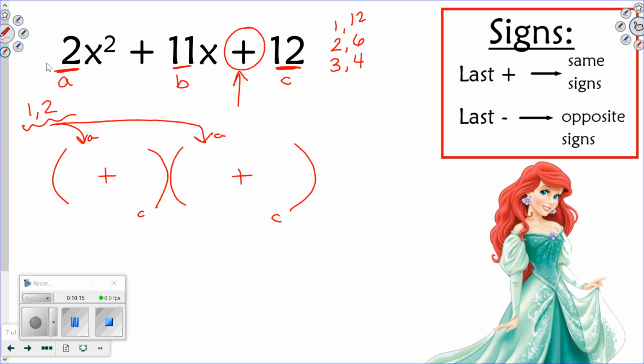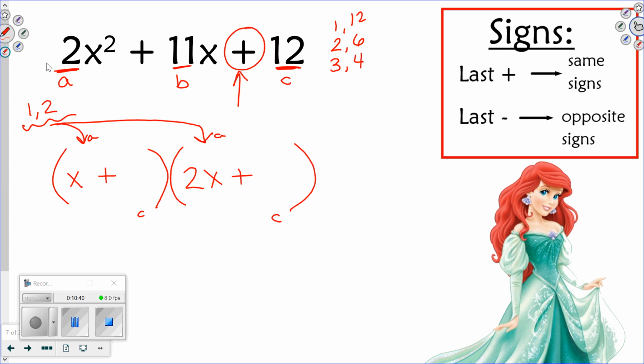All right, so my only option for A is 1 and 2. Okay, so 1x and 2x. Why did I put x's there? Because the original problem, I need to be getting a 2x squared, right? If I go to multiply x times 2x, I'm going to get my 2x squared. Okay, if you leave your x's off and don't put those in, it is wrong. I will count you wrong every time.